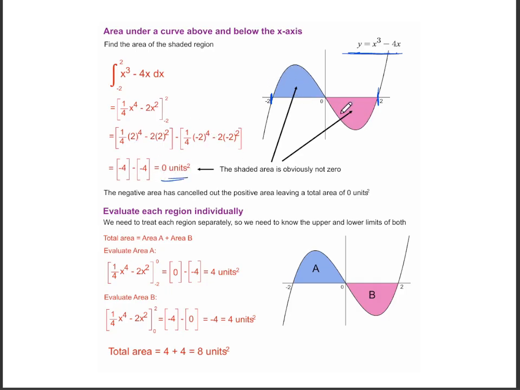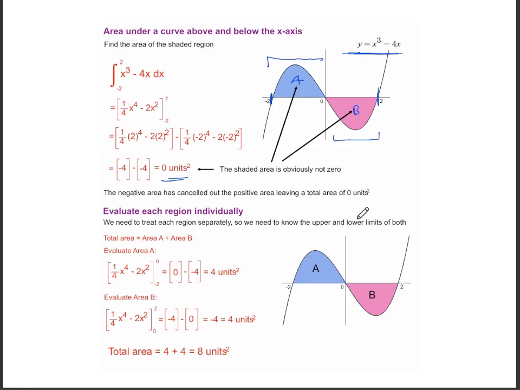Now, this shaded area definitely is not 0, right? But the reason we got 0 comes from the example that we just did, where if we get an area below the x-axis, we get it as a negative, and if we get the area above the x-axis, we get it as a positive. But we want the area generally, right? So what we will have to do in this case is take the area of each region individually. So name this as A, name this as B, find the area A, find the area B, then you just add the 2. Or you can say add the absolute values.